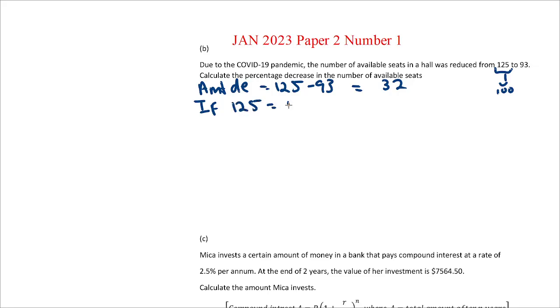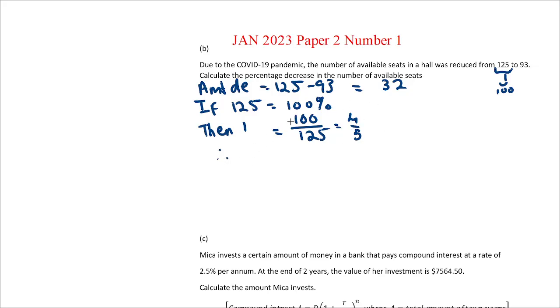If 125 is equal to 100%, how do I know which side? Remember, left hand side, right hand side. Right hand side tells us what we're trying to find out. We're trying to find out the percentage, so that's why your right hand side is percentage. Then to find for 1, which is equal to your right hand side, 100, over your left hand side, 125, which would be equal to 4 over 5. But you can leave it like that.